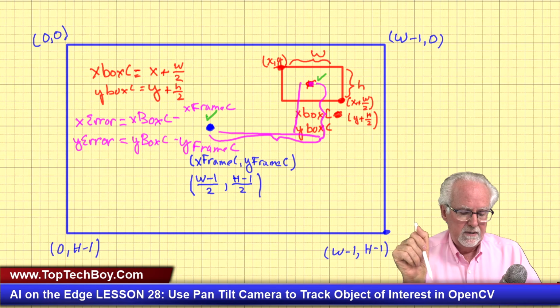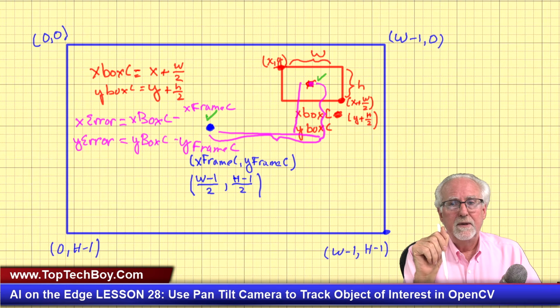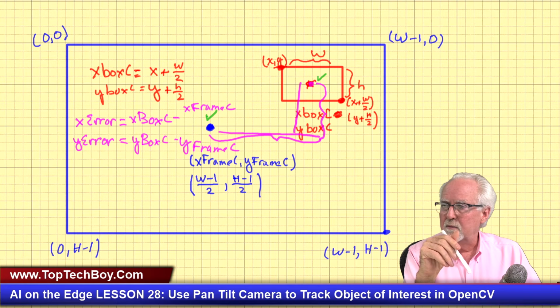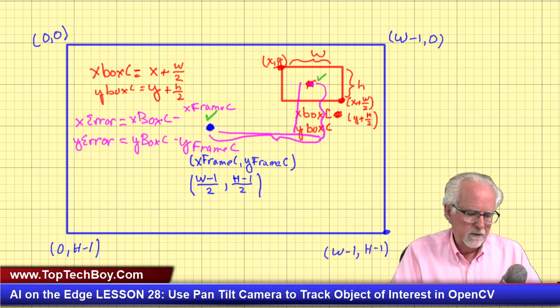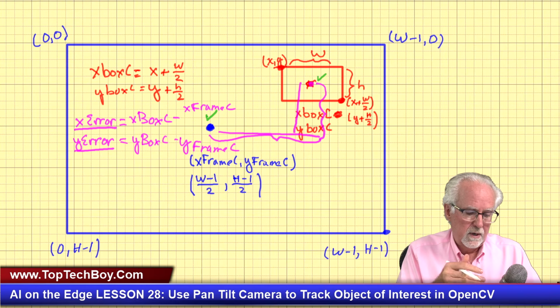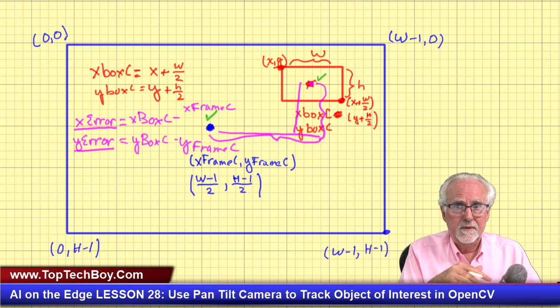And so on the tilt, you would do them backwards. And I'll get into that when I actually code. But I think if you look at this, this is showing what we are trying to do. We're trying to drive out the X error by changing the pan, and we're going to drive out the Y error by changing the tilt.